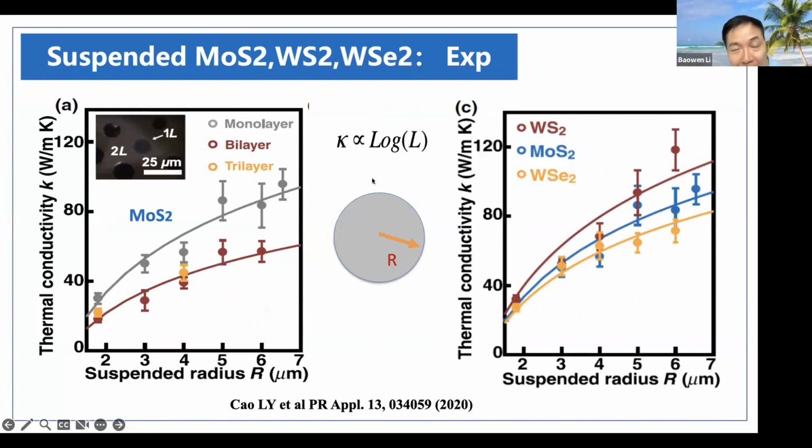Also, some recent experimental work used other 2D materials like MoS2, WS2 and WSe2. They use suspended membranes from monolayer to bilayer and trilayer. They also found this logarithmic divergence of the thermal conductivity.